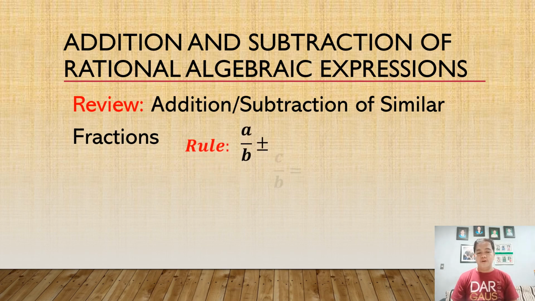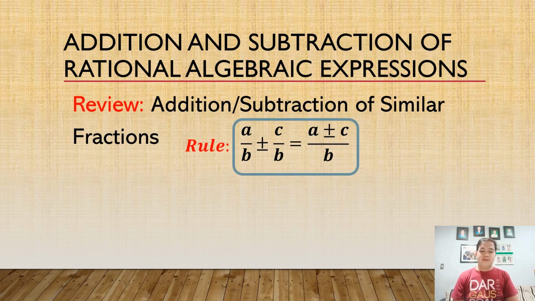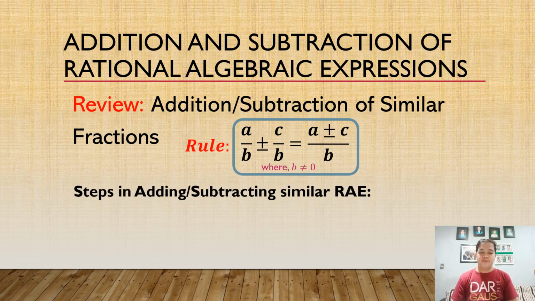If we have A over B plus or minus C over B, so they are similar fractions, pareho silang denominator na B. So, add or subtract the numerators and copy the same denominator. So, kinokopya lang yung denominator. Again, provided that B is not equal to 0. Kasi pag nag-0 yung B, it will be undefined. Okay? So, bawal mag-0 yung B.